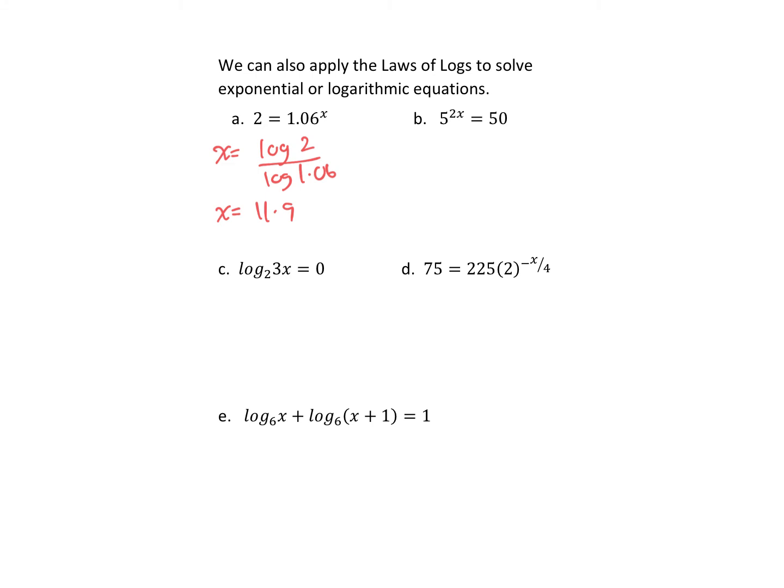Same thing here, can't change the same base. So 2x would be log of the answer divided by log of the base. So I'll just type that into the calculator. And that equals log 50 divided by log 5. That equals 0.6989, and then we'll divide that by 2. So 0.349.